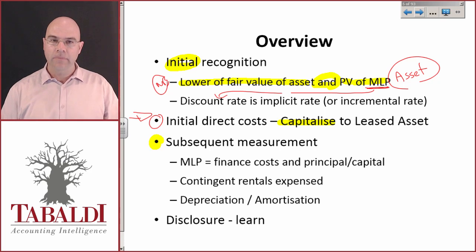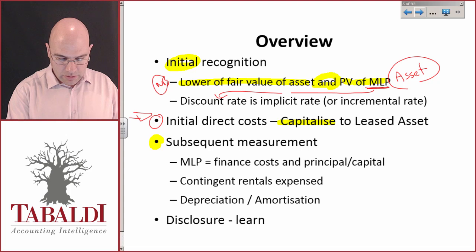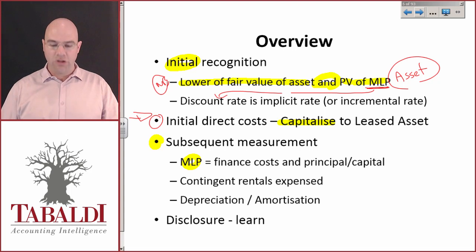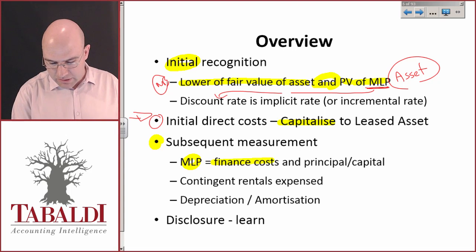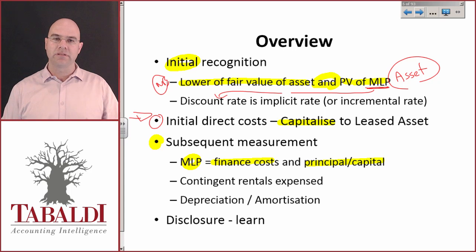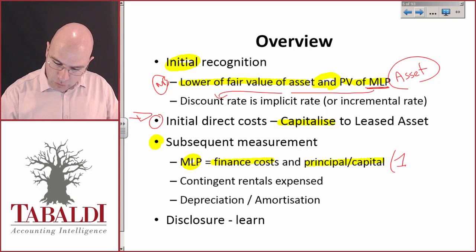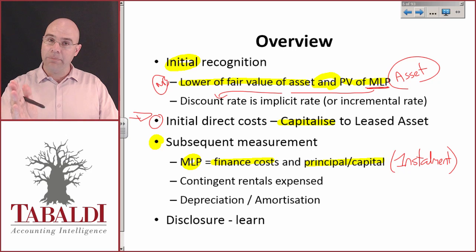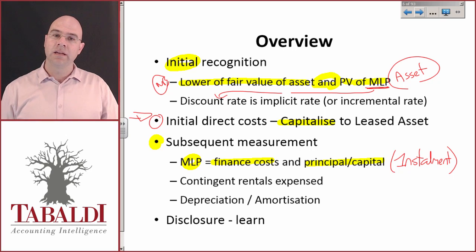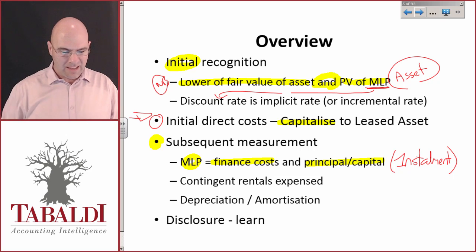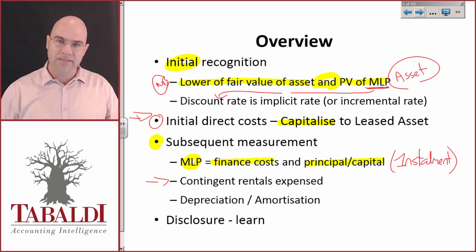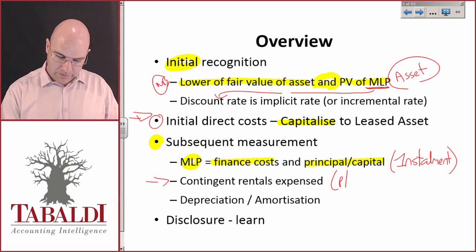Subsequent measurement, okay, here you're going to have your minimum lease payments, which are going to be made up of your finance costs and a principal or capital amount, right? That, in other words, is your installment. Okay, remember your amortization table. It's going to have an interest and a capital component for every payment for every period. Contingent rentals are expensed and that goes into profit or loss.